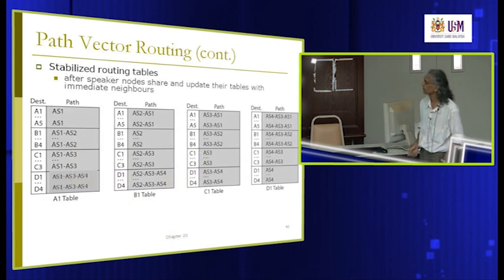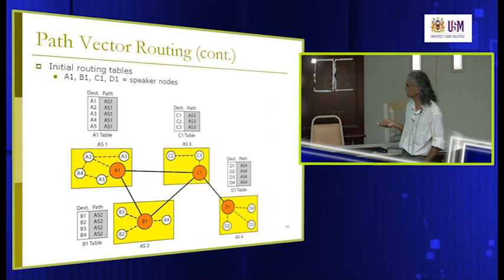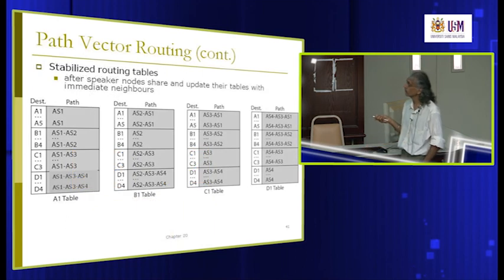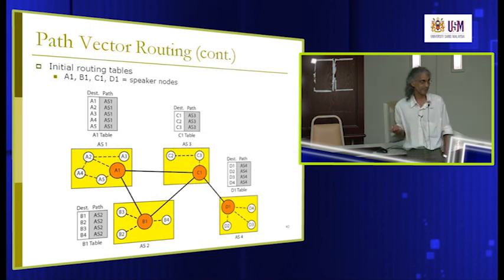And so they exchange among themselves these tables. So then this is what we get. So now A1 will know that, okay, he knows routers in his own area, A1 to A4. The B1 to B4 came from here, right? So this table is passed on to A1. A1 includes this information there and says that for destinations B1 to B4, to reach there, we have to go from our zone, AS1, and then go to AS2. Because B1, B2, B3, B4 are in AS2.